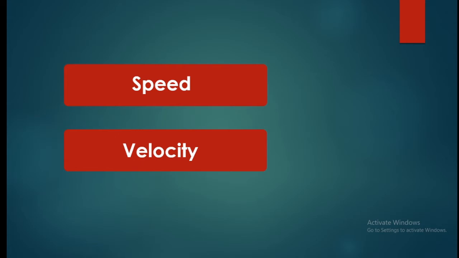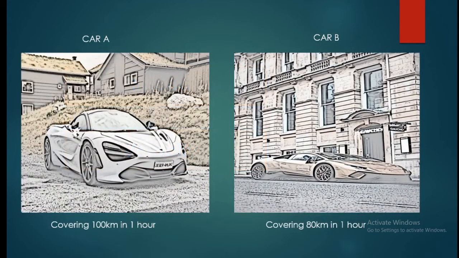For speed, let us consider an example. So you can see in the figure, I've taken two cars, car A and car B. Car A is covering 100 kilometers in 1 hour and car B is covering 80 kilometers in 1 hour. So you can say that distance covered by car A is more than distance covered by car B. So speed of car A is greater than speed of car B. In layman language, you can say this.